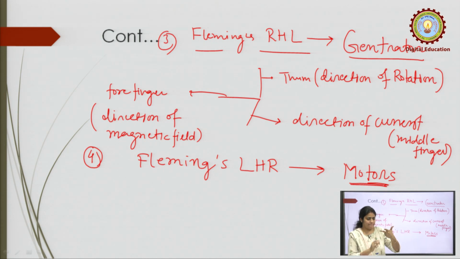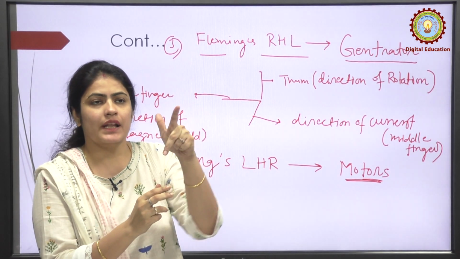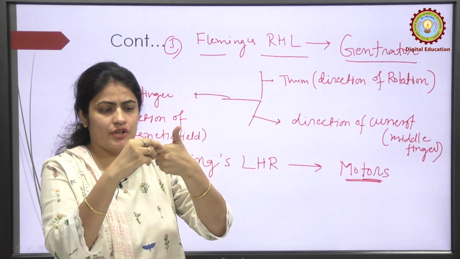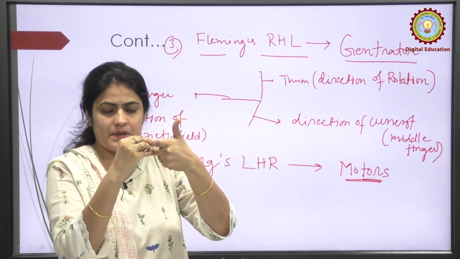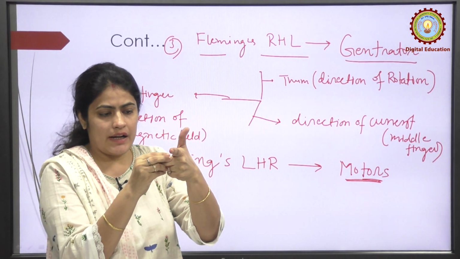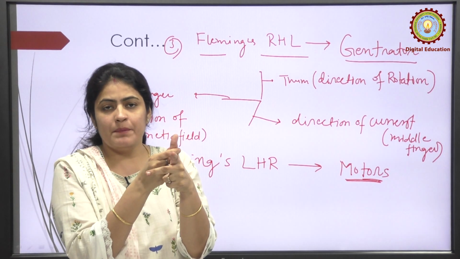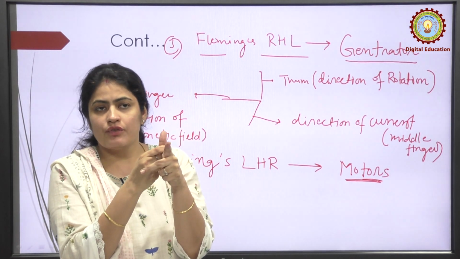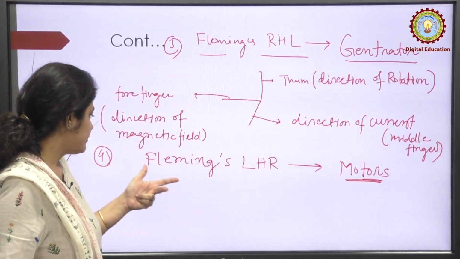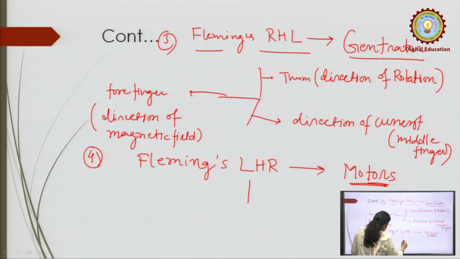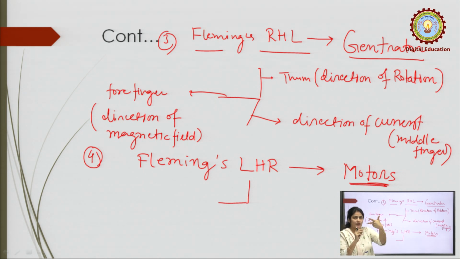So, you just put the fingers like this. The direction of the magnetic field is represented by the forefinger, the direction of the current is represented by the middle finger, and the thumb represents the direction of the rotation of the motor. Okay. Put all these fingers and thumb like this, that means each is 90° from the others. Okay.